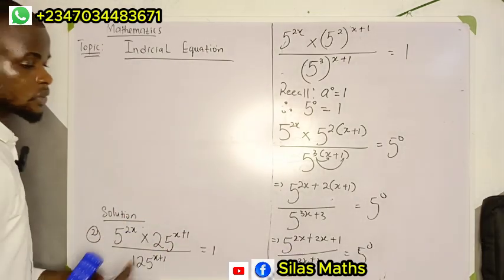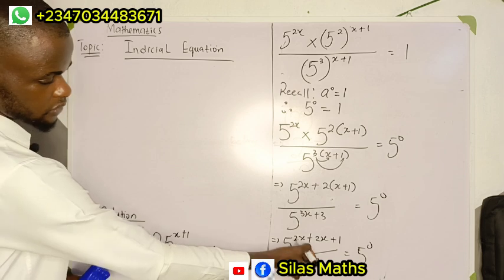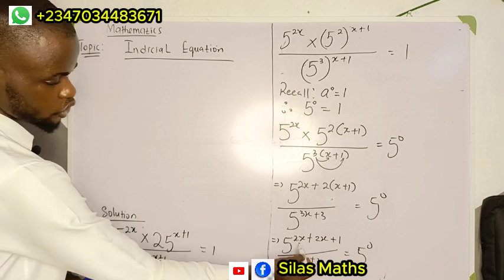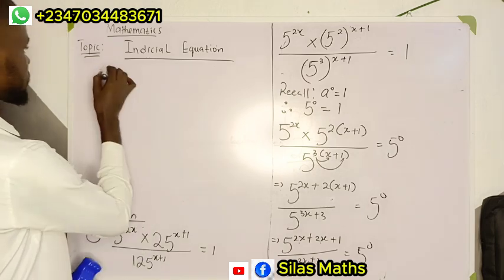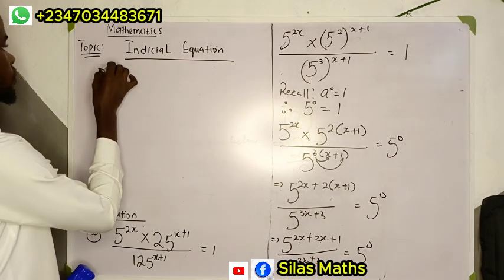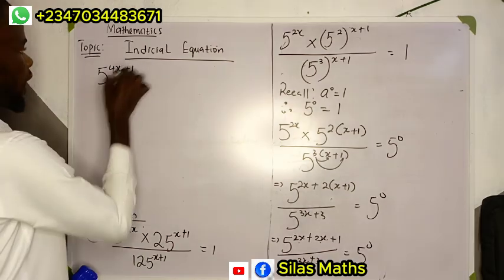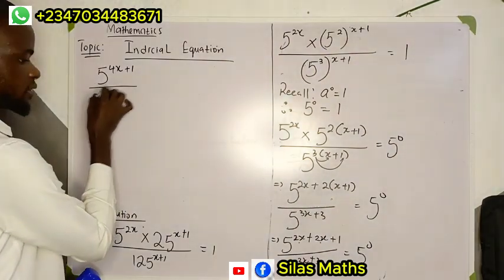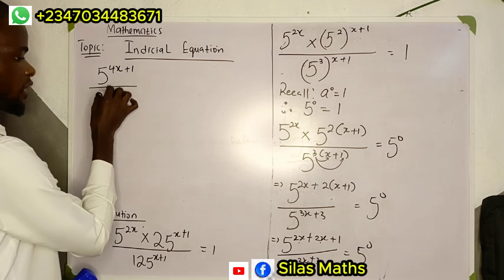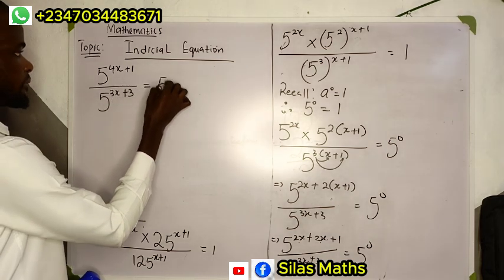Alright, so still on that, we will say we have to express this in simplified form. 2x plus 2x will give us 4x. So I'm going to have 5 to the power of 4x, then plus 1, okay, divided by 5 to the power of 3x + 3, equal to 5 to the power of what?